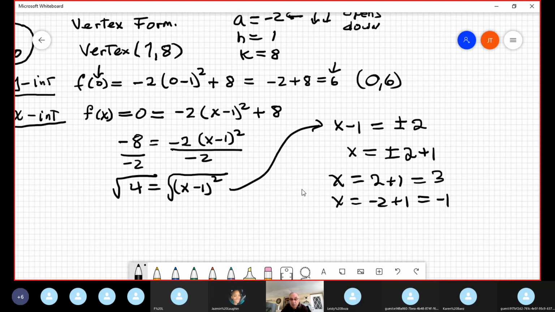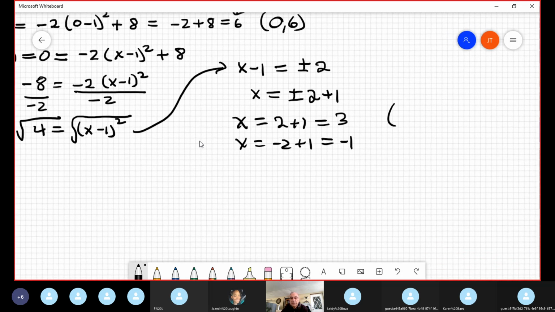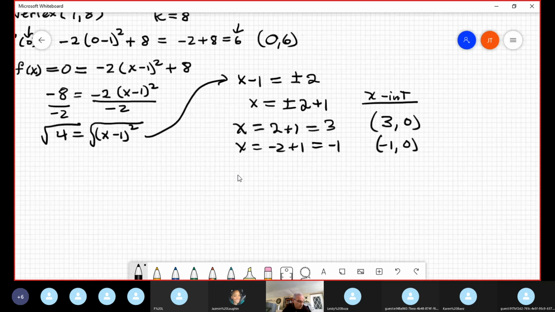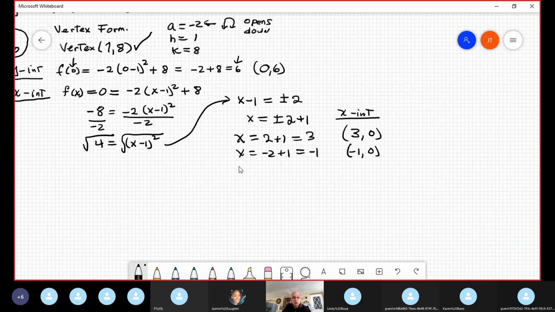So basically, we have 2 points. The points are (3, 0). Remember, it's on the x-axis, on which the y component is 0, so (3, 0) and (negative 1, 0). This is my collection of the x-intercepts. That doesn't always happen, but in this case we have 2 x-intercepts. At this moment, we have 1 point, which is the vertex, 1 point which is the y-intercept, and 2 points which are the x-intercepts. Total 4 points. But we need more. We need to define at least 5 points on the parabola.